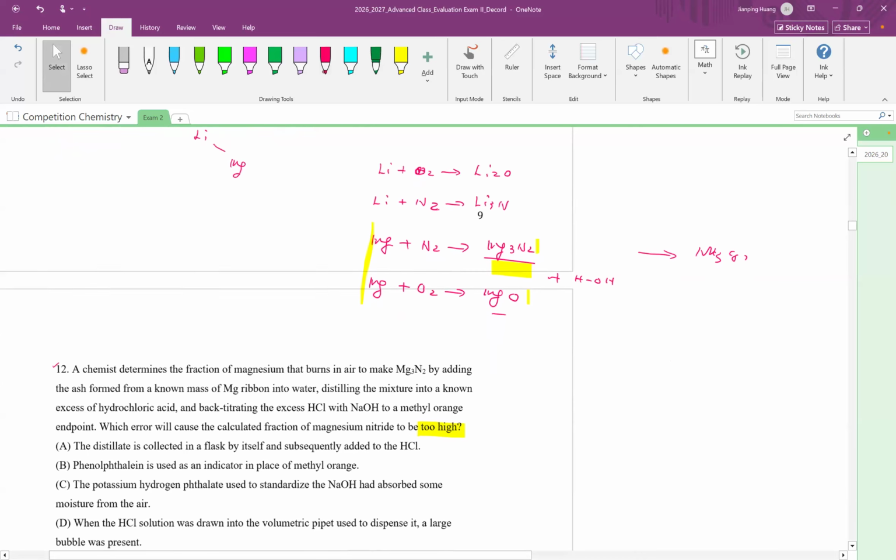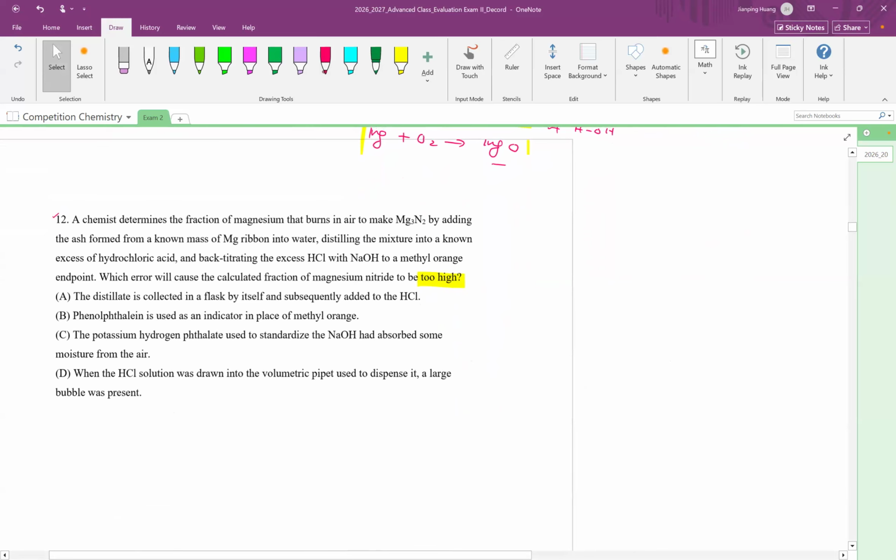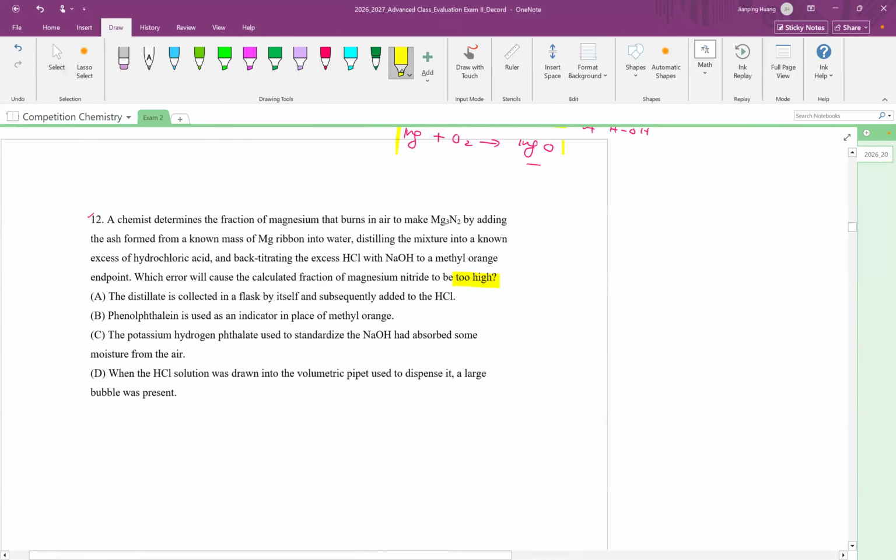Now, let's look at the question. So you look at this one, okay? The question said, a chemist, let's say George, determines the fraction of magnesium burned. You make this one also, because you will form this one too. Then you're going to find what's the fraction, right? You got it? So how can you do that? You know the mass of this one. You add it to the water, and mix with this one.